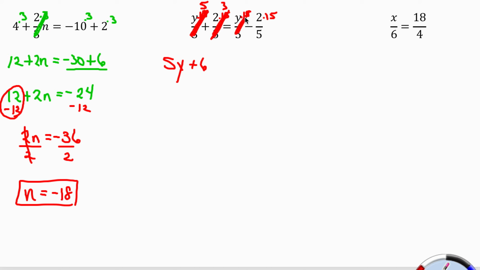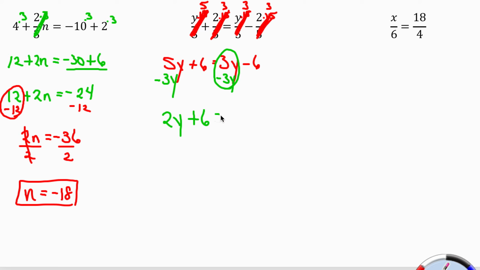15 divided by 5 again is 3. Y times 3. 15 divided by 5 is 3. 2 times 3. Okay, I don't have parentheses. Put all my variables on the same side. So I want these y's off of here. No y's over here. But I have to do the same thing to both sides. 5y minus 3y.